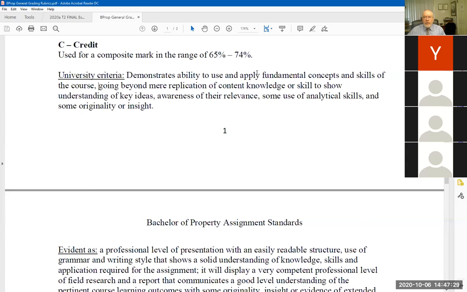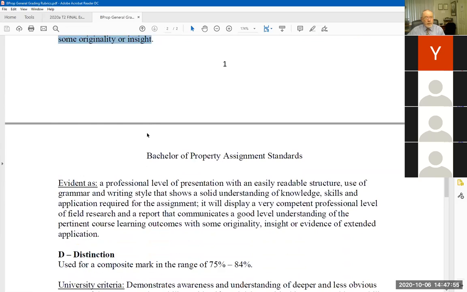And you can use and apply your fundamental concepts and skills going beyond mere replication. So you've got something going on there. You've got a bit more of an idea. Awareness of relevance, some use of analytical skills, some originality or insight. That's a credit. So if you get a credit in one of your units, that's what the university is saying you're up to.